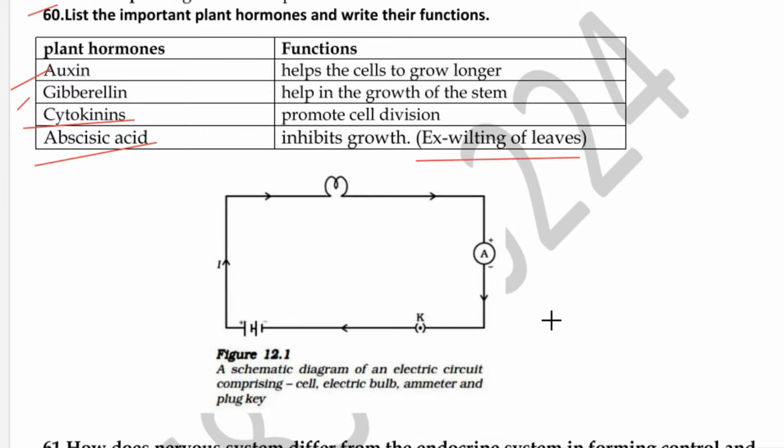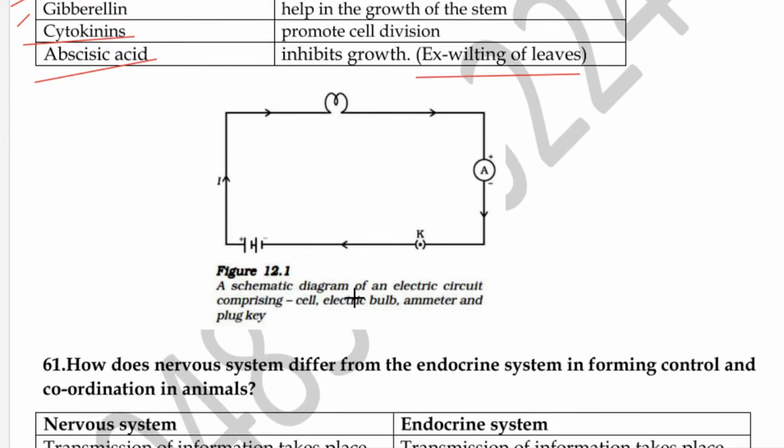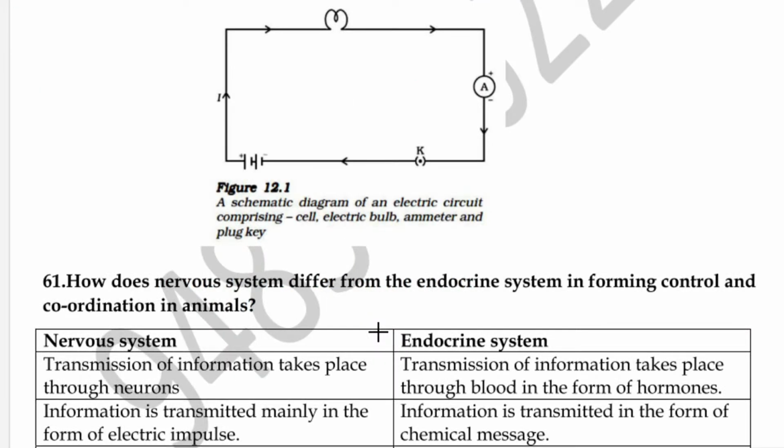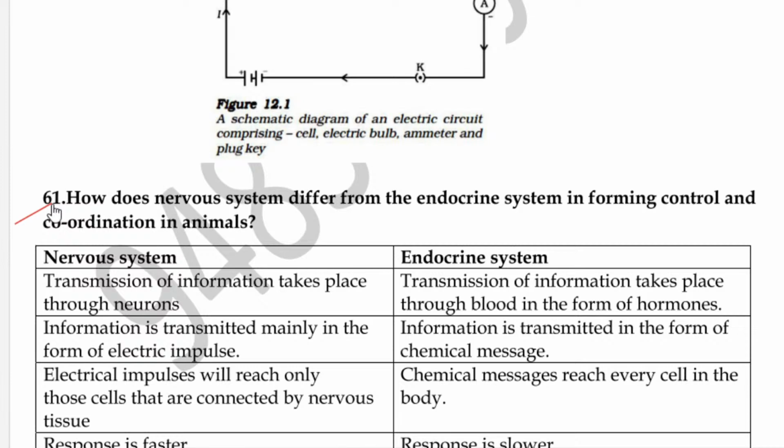Next we can see a diagram here which is important for the examination. A schematic diagram of an electric circuit comprising cell, electric bulb, ammeter and the plug key. This diagram is also an important diagram for the upcoming examination. Let us see the next question.